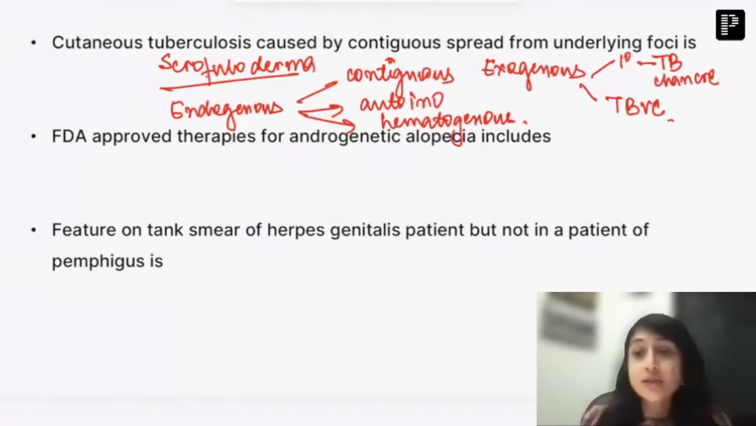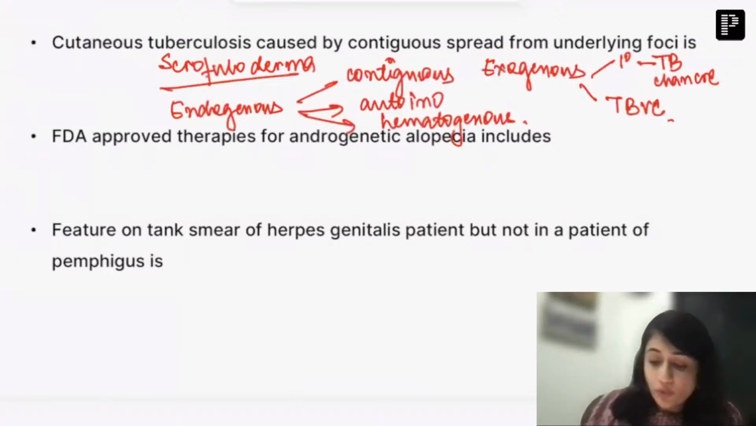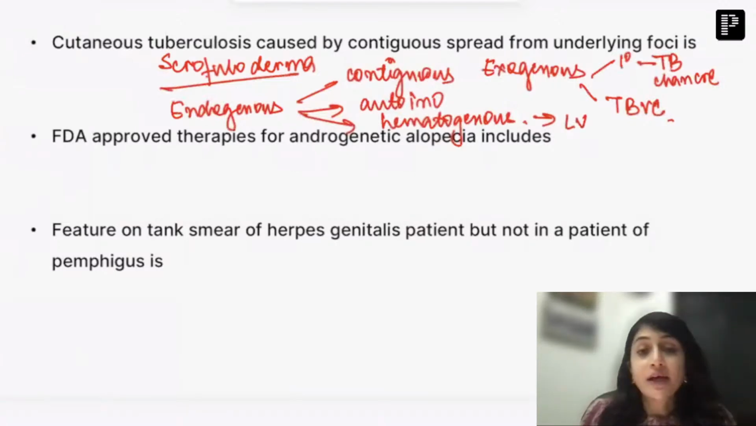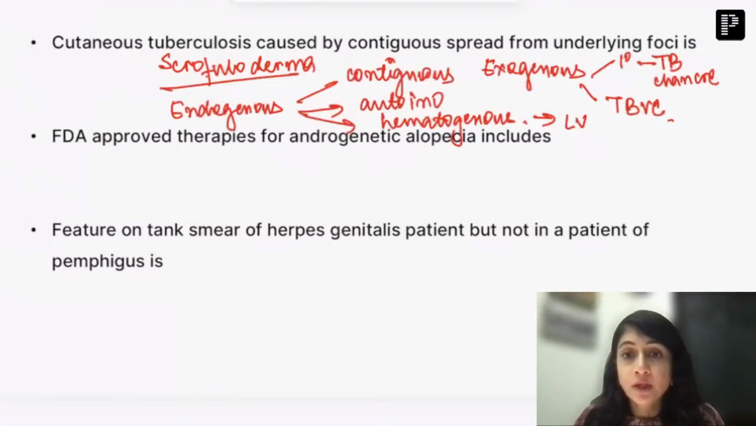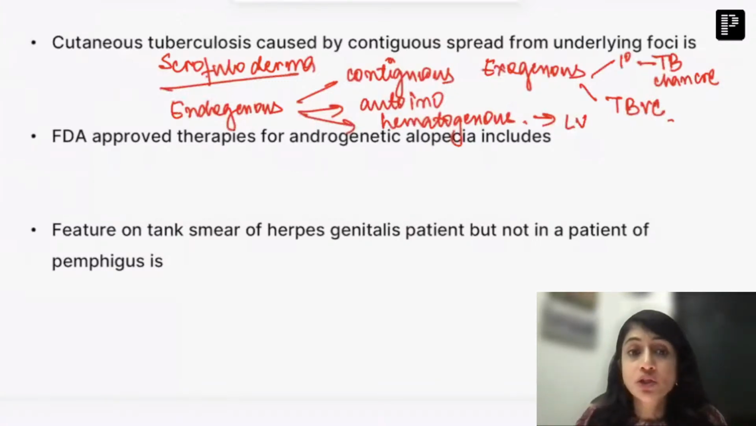Lupus vulgaris has multiple modes of spreading. The most common that you should know is hematogenous spread, right? It can also spread through auto-inoculation and other ways, but for you, the most important spread for lupus vulgaris is hematogenous spread. Clear? And the most common underlying focus is the cervical lymph node. So if they want to give you this in the exam, they'll usually give you this area. Right? So should we move on to the next question?